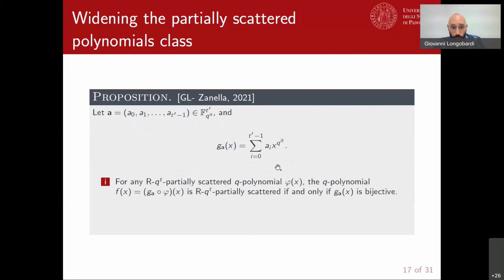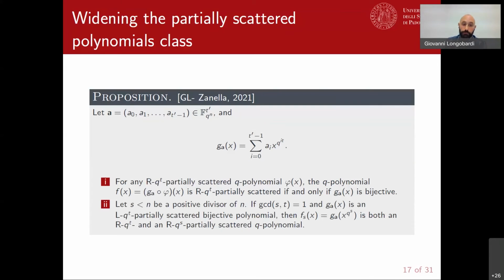Also, if we have a Q^t polynomial of this type, and we have an R_{q^t} partially scattered q-polynomial phi(x), the composition between G(A, A) and phi is R_{q^t} partially scattered if and only if J(A) is bijective. So from an R_{q^t} partially scattered q-polynomial, we can construct other families of this shape with this property.